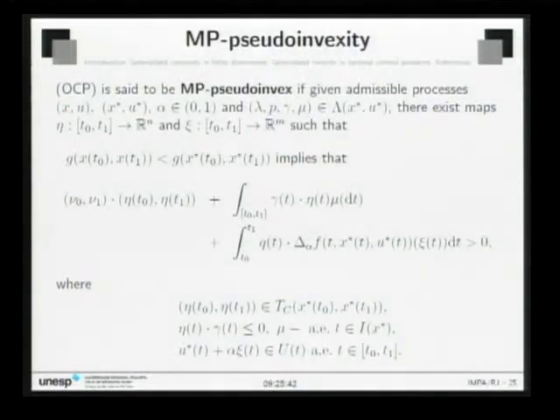We say that the problem is MP sub invex if, given two admissible processes and alpha in 0, 1, and this vector function here in this set, there exist maps eta and xi obeying the following. If this inequality here is valid, then we should have this other inequality here, which is given by these two integrals here. And also, we have that this point, eta of T0, eta of T1, should be in the tangent cone. Here, for simplicity, we use the Clarke's tangent cone. We should have this inequality, and this variation or perturbation of the optimal control should be admissible, okay?